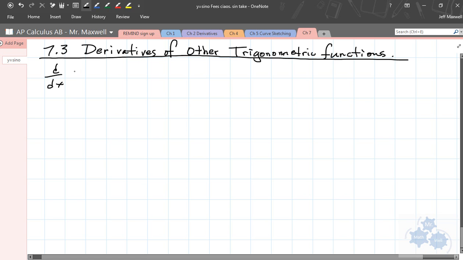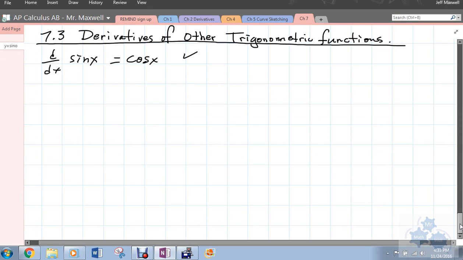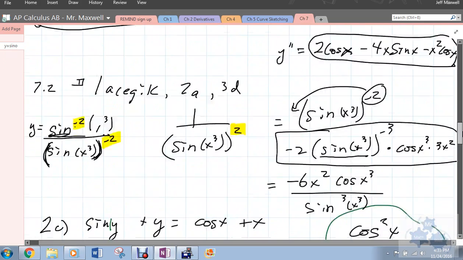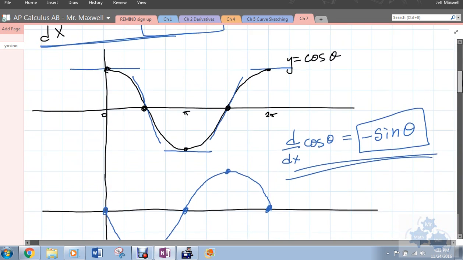So d over dx of sine of x, I was going to do theta, but then I realized I did x here. So is what? Cos of x. Awesome. And we graphed that. We graphed the sine, we took the derivative, we graphed the derivative. That's right here.